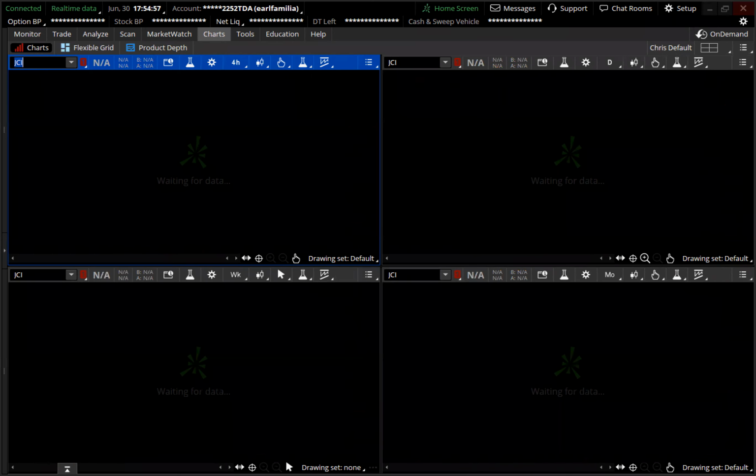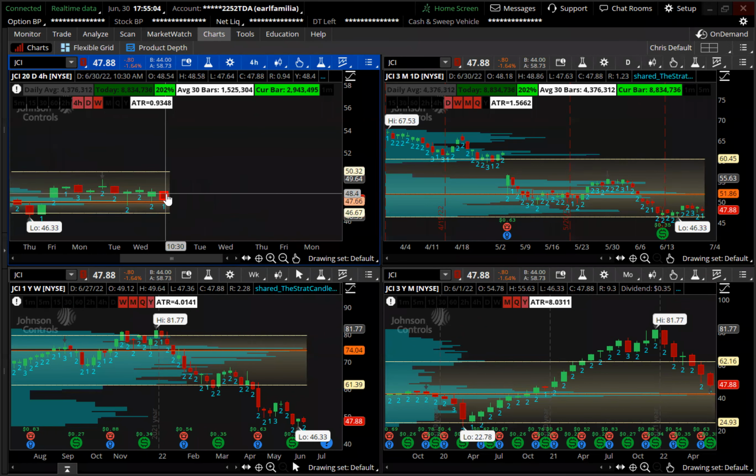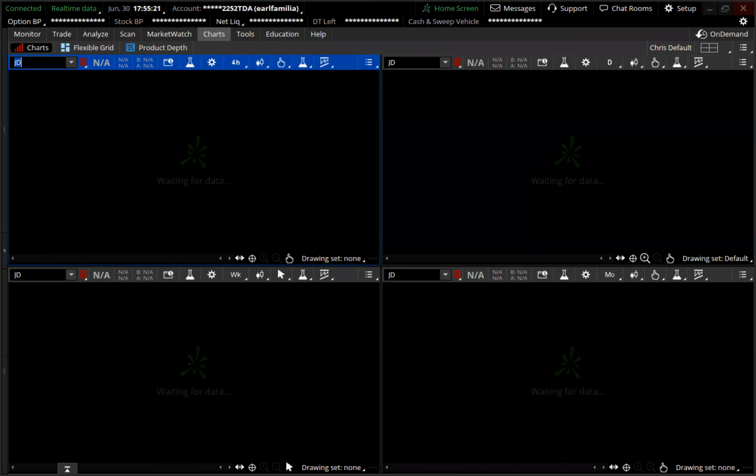JCI. Oh yeah, this is a clean setup here. 212 on the 4 hour below $47.64. Looks like there's a lot of volume on this stock. Also, we got 212 on the day, and that's below $47.63. Clean setup right there on JCI.